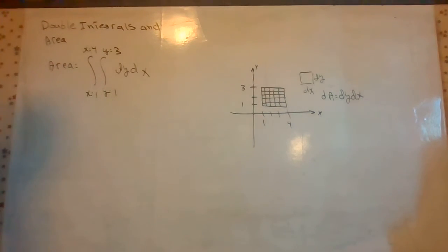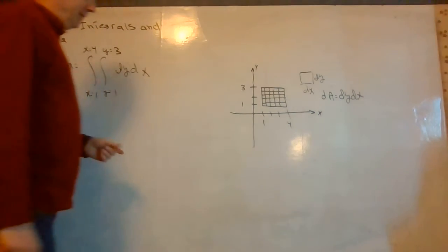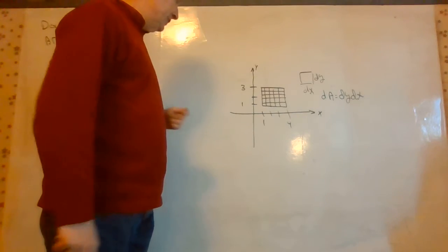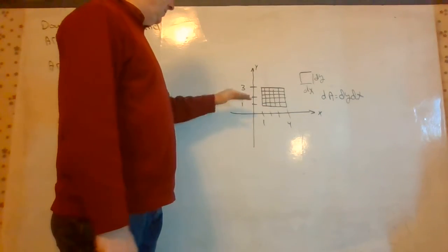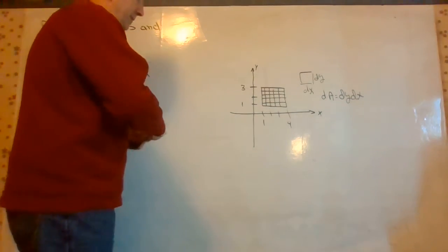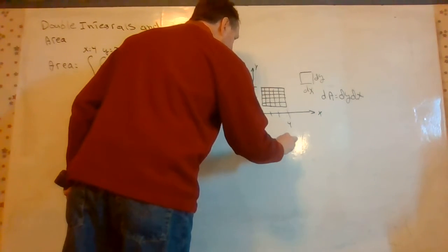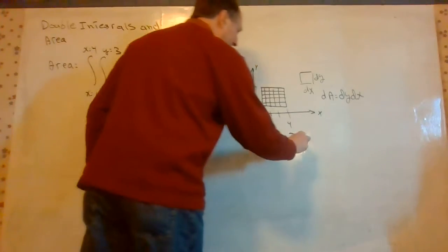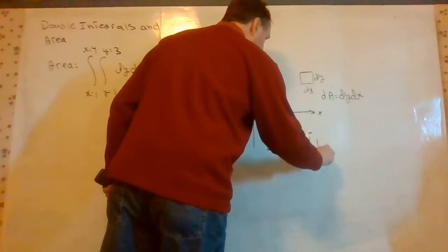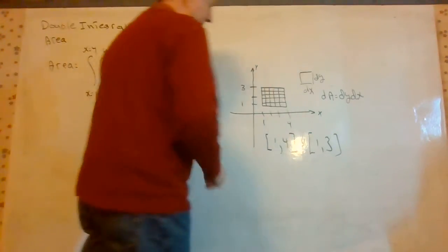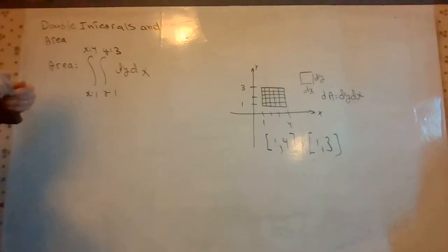Double integrals in area. We have a region here. X goes from 1 to 4, y goes from 1 to 3. This can also be indicated by the Cartesian product [1, 4] times [1, 3]. It's what's called a Cartesian product.